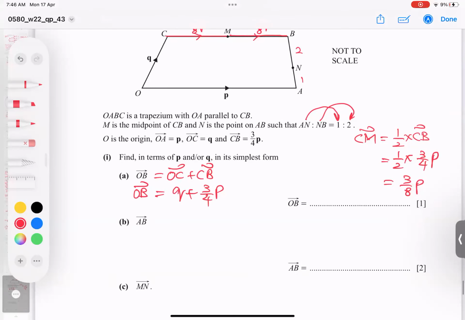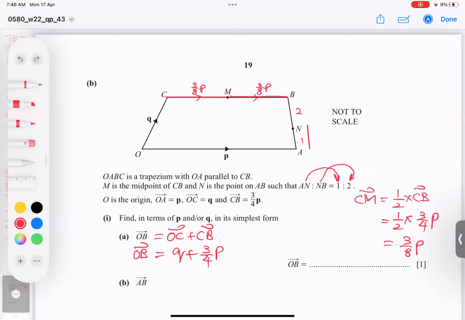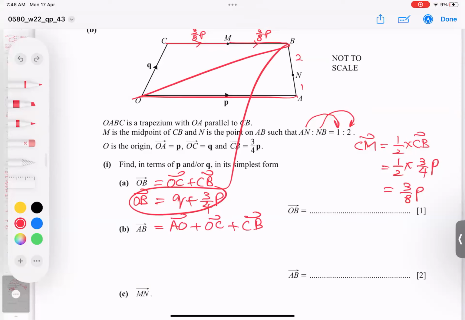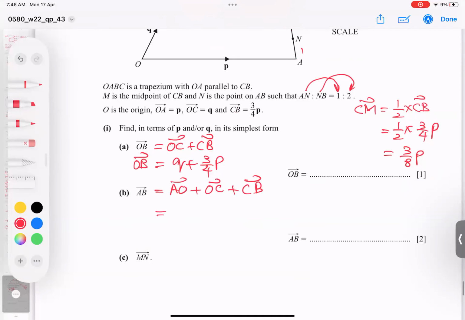Second part. AB. Where is AB, student? This AB. Easy. How come? A to O, O to C, C to B. Because this way I can't go, unknown, so this path is unknown. So I make a plan A to O, O to C, C to B. Or I can say A to O, O to B also, because OB I have it. No problem. I can use even the long, lengthy way.